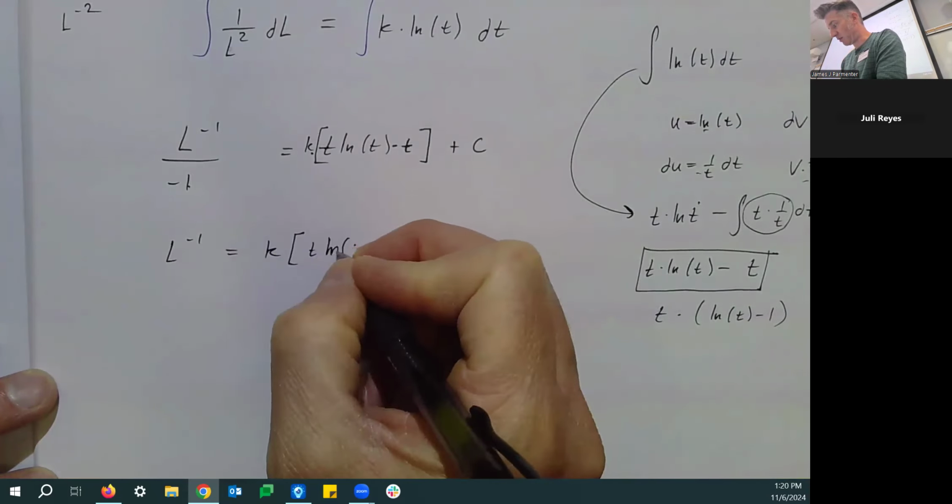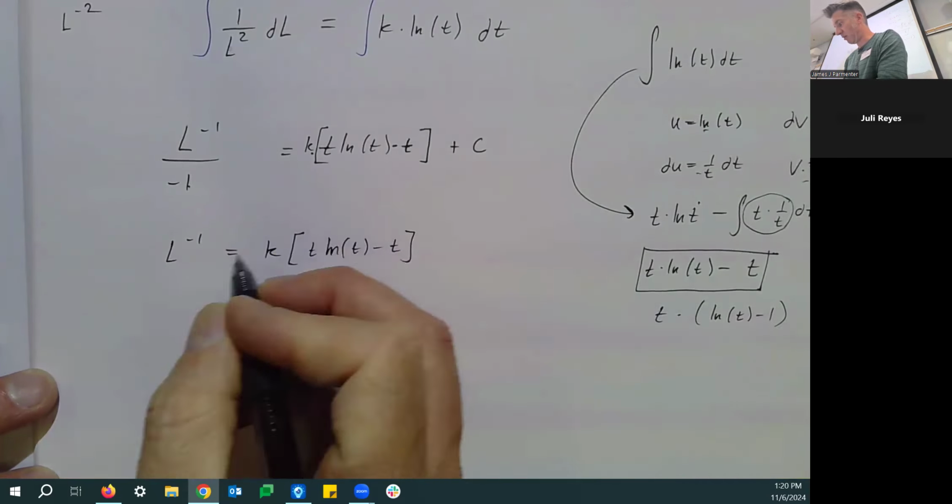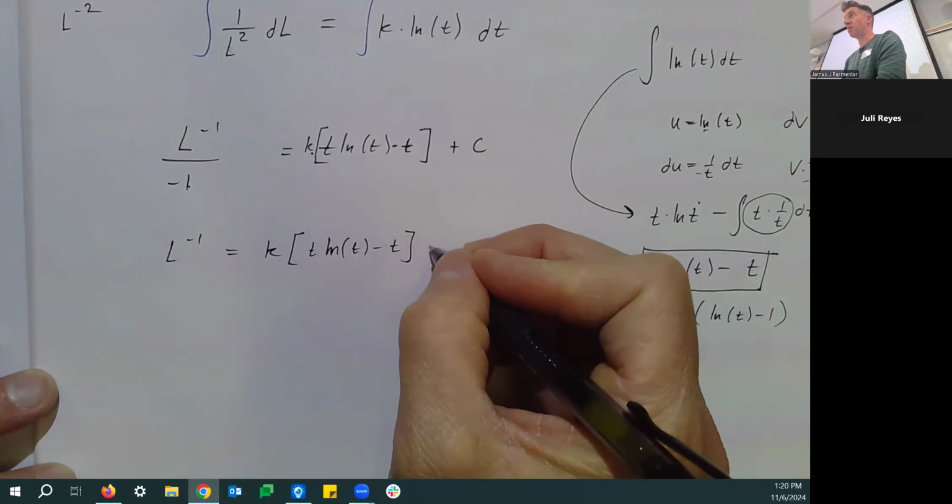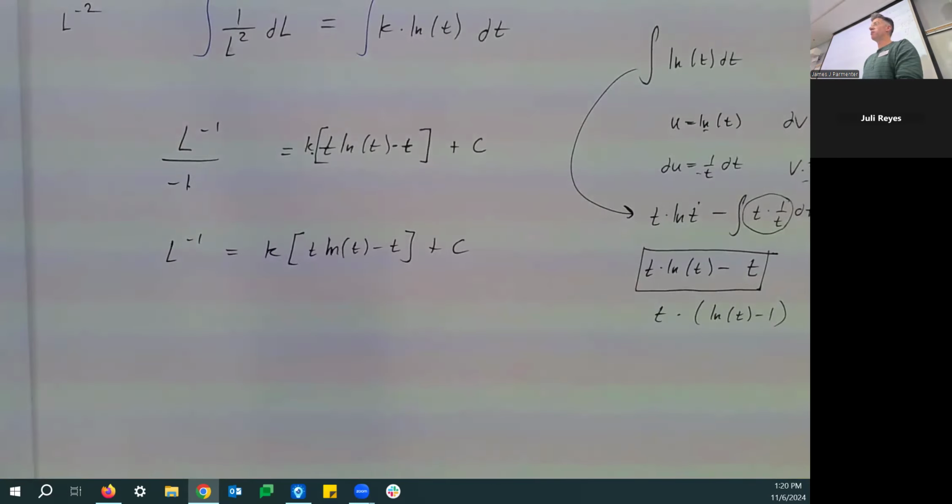So I'll have t natural log of t minus t. And then -1 times C is another constant. Let's call it C again. Kind of annoying, but totally fine.